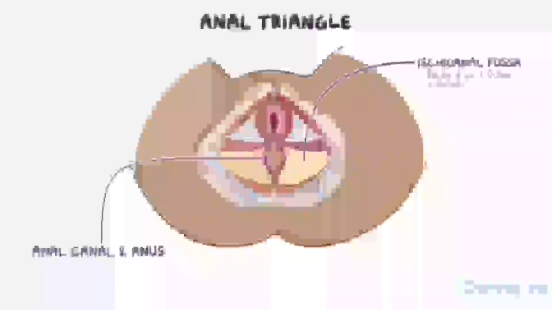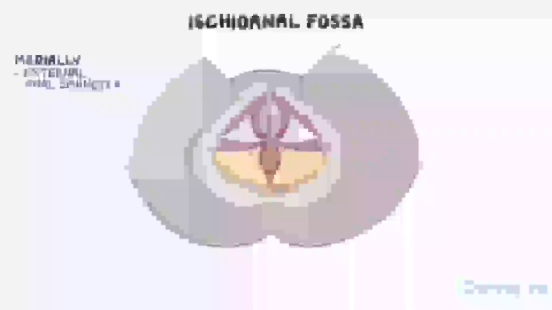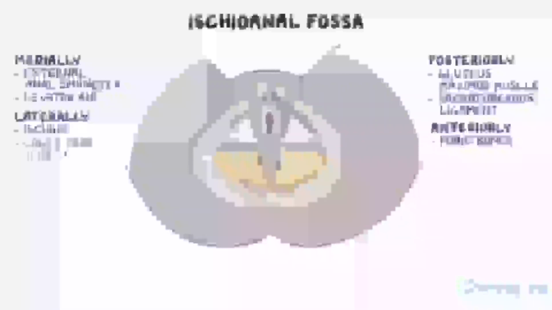Now, let's switch gears and discuss the anal triangle, which contains the anal canal and anus, as well as a wedge-shaped space on each side of the anal canal called the ischioanal fossa. This fossa is filled with loose connective tissue and fat tissue. The ischioanal fossa is bounded medially by the external anal sphincter and the levator ani muscles, posteriorly by the gluteus maximus muscle and the sacrotuberous ligament, anteriorly by the pubic bones, and laterally by the ischium and the lower part of the obturator internus muscle.